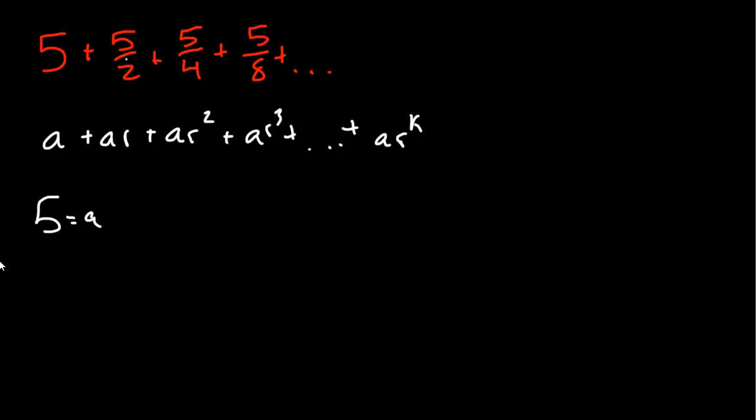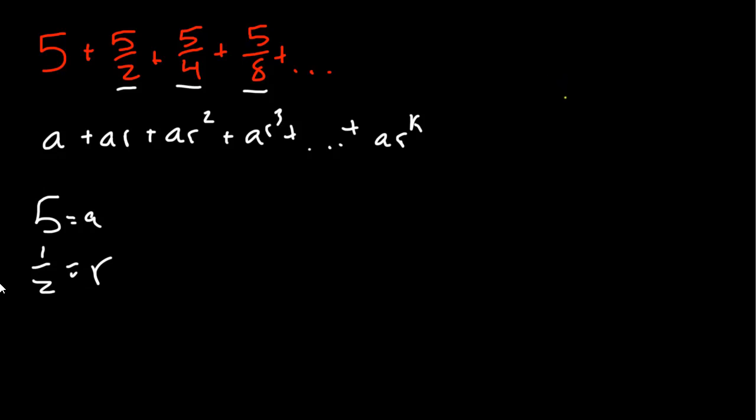It looks like for this term right here, we're multiplying it by 1/2. And then this term is being multiplied by 1/4. It turns out that 1/4 is 1/2 squared. And then this one's being multiplied by 1/8, which so happens to be 1/2 cubed. So it looks like we found our common ratio. It looks like R is equal to 1/2. Now, how can we find out if this series converges or diverges?